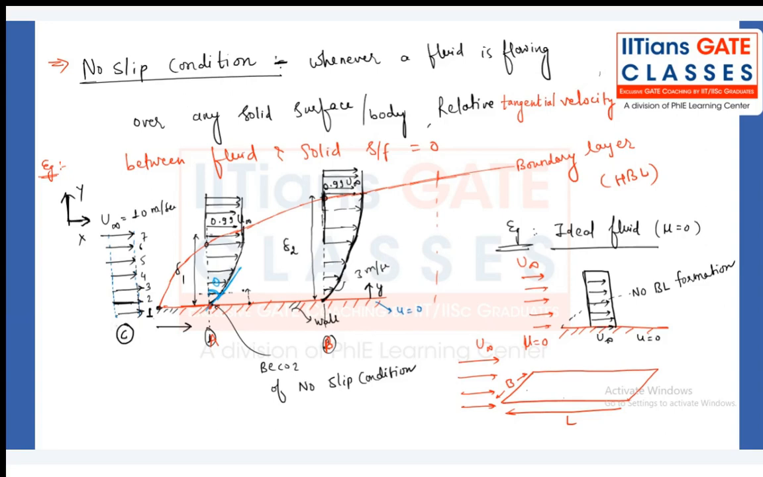Now you focus your attention on the A section. After contacting, my friend, what is happening? There will certainly be some kind of velocity gradient existing, my friend, as you can see.